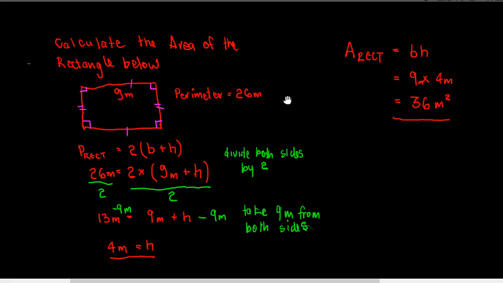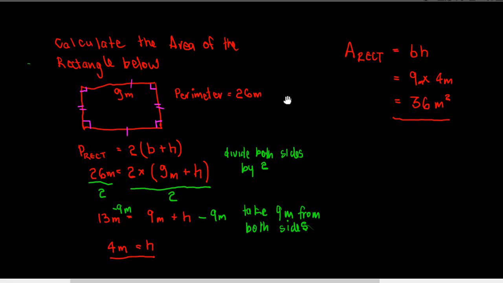What you do to one side you must do to the other, and we get 26 meters divided by 2 is 13 meters, and that's equal to, well, if it was 2 times, we just take away the 2, and that's 9 meters plus h. That's good. Now, we can see there that if we take the 9 meters away from the h, we'd have h on its own, which is our goal, to get h on its own. So we'll take 9 meters from both sides. What you do to one side, you must do to the other. So we get 13 meters minus 9 meters, which is 4 meters. 9 meters plus h minus 9 meters is just h. So we get h equals 4 meters.